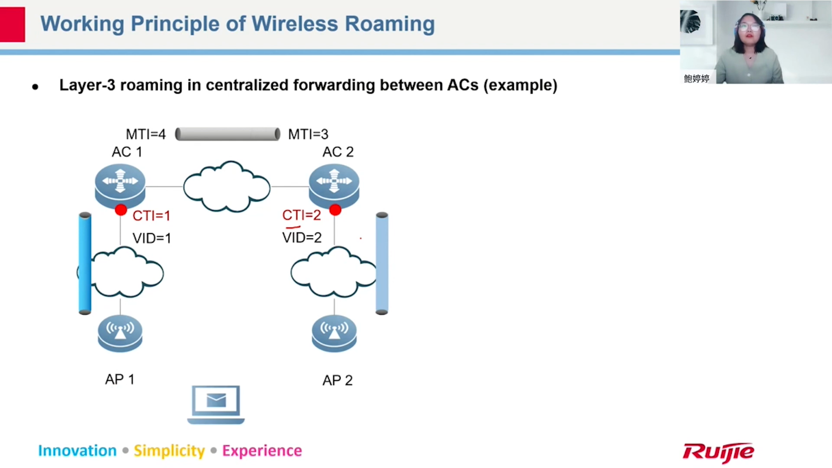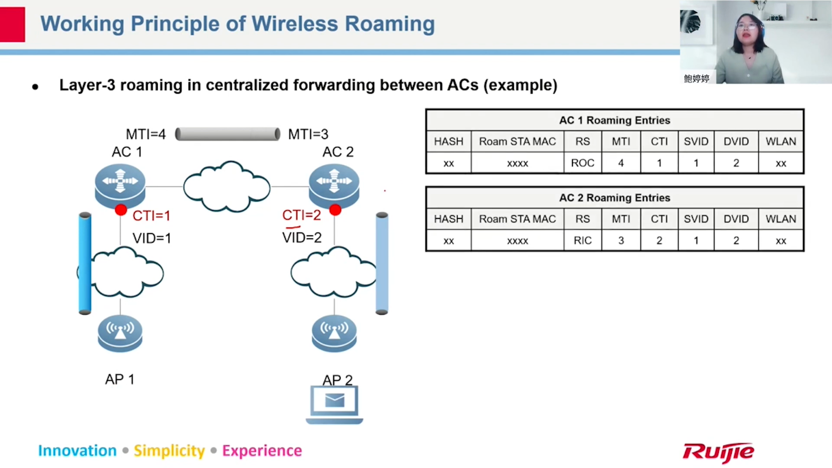About AP1, now we are roaming, right? In the AC roaming entry, we will find AC1 is the outer AC and AC2 is the inner AC. The MTI value is 4, the CTI value is 1, and the SVID is 1. This is a source ID. The source VLAN of the AC is VLAN 1, the destination VLAN is VLAN 2, and the WLAN ID is a configuration.